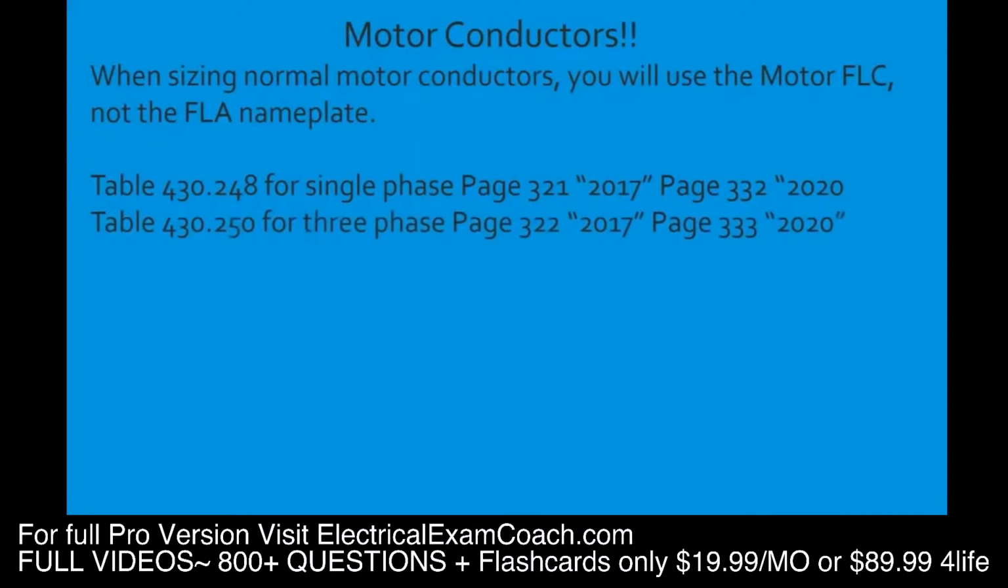Now let's all head to table 430.250. That's for our three-phase motors. It's on page 322 of the 2017 and on page 333 of the 2020. When we get there, it's going to be very similar. We always read the black bold heading. It says full load current for three-phase motors. I want you to highlight full load current and three-phase motors if you're allowed to highlight in your state.